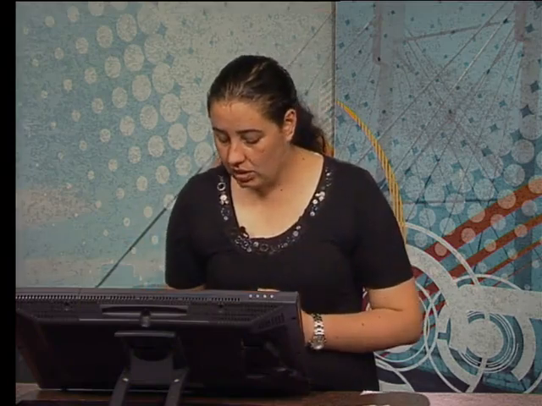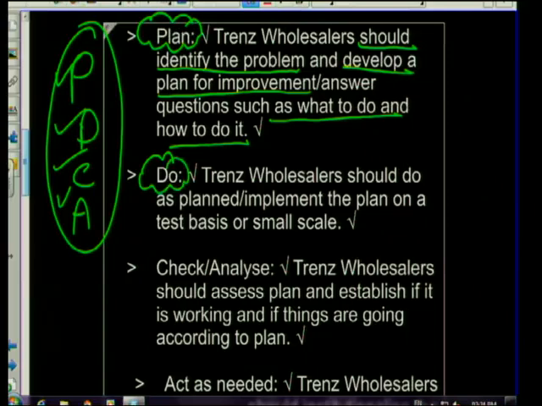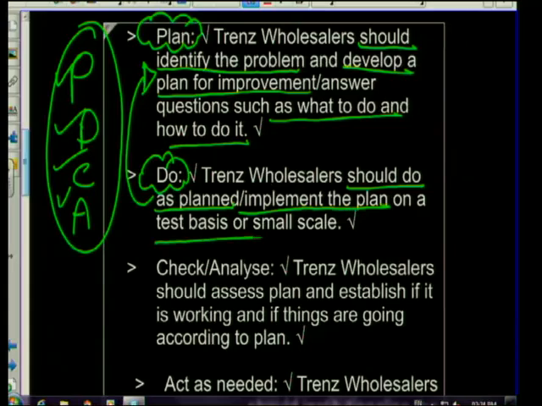Remember, so it's P, then we get to D. This is the actual do. So Trains Wholesalers should do as planned. What do they mean with do as planned? So remember, you've got your planning here. So they should do as planned and implement the plan on a test basis on a small scale. So what could they do? For example, in this case, so it was sour milk.